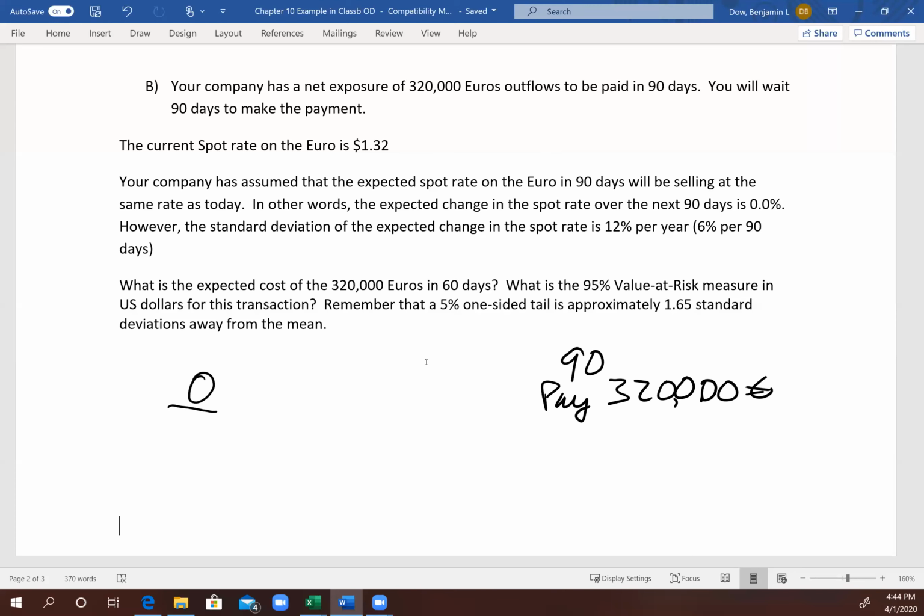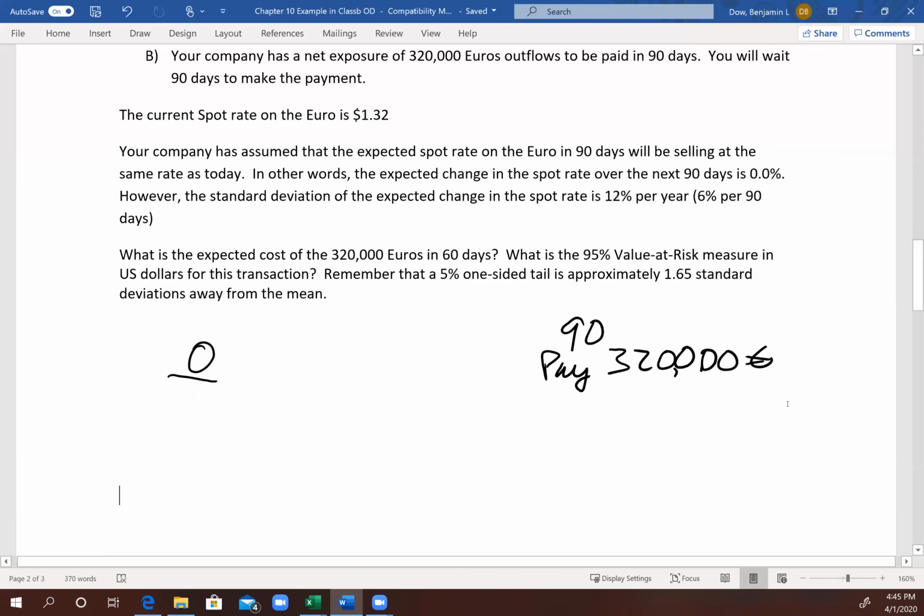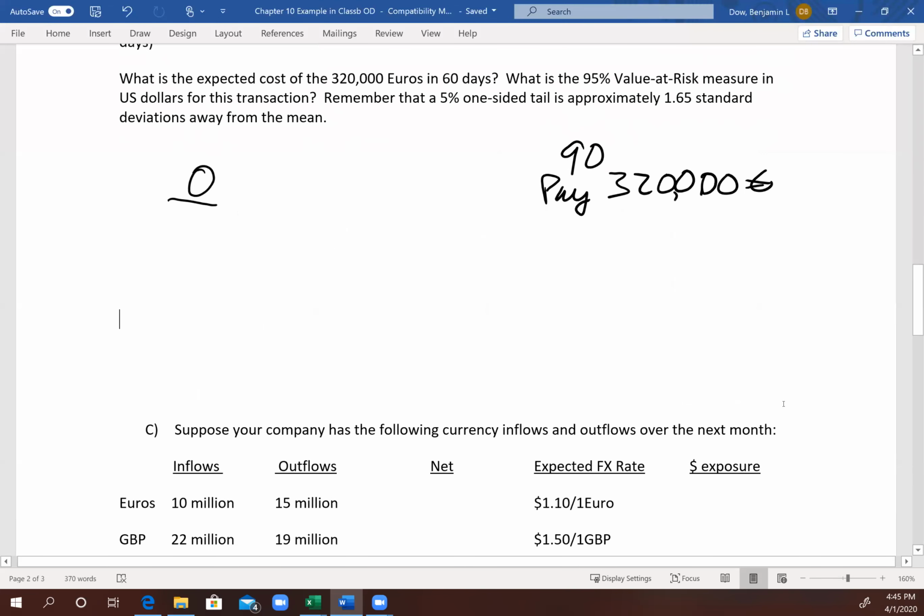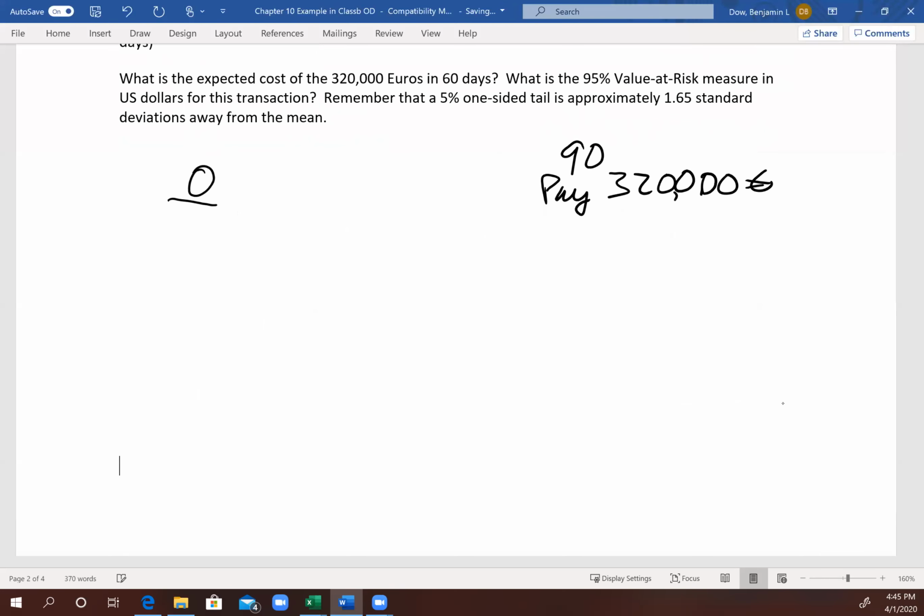All right, Lama, you're up. Strengthening. Because if it strengthens, we're going to have to do what? Pay more money. Yeah. So if we're right now at $1.32 per euro, okay.